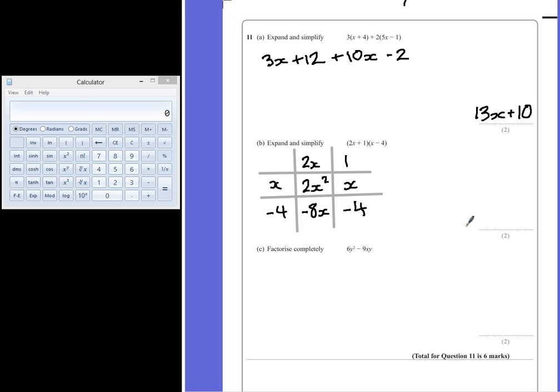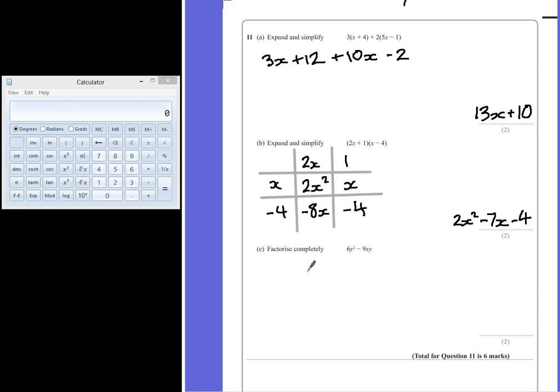So we have 2x squared. There are no other x squareds in there, so that stays the same. I have x and a take away 8x, which leaves us with negative 7x, and then there's the minus 4 at the end.